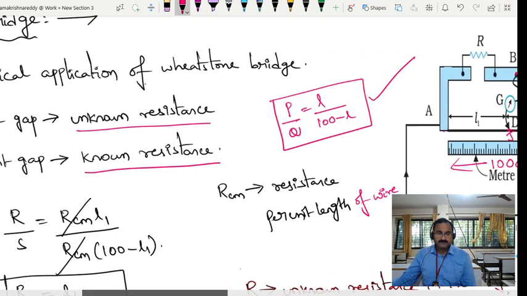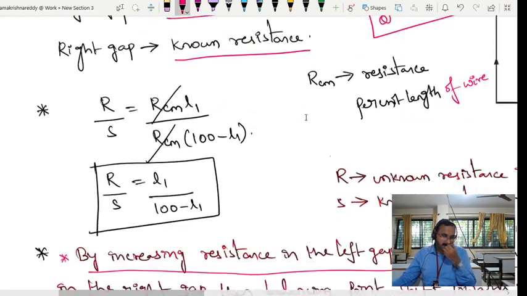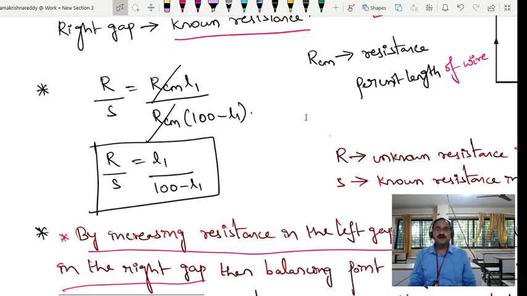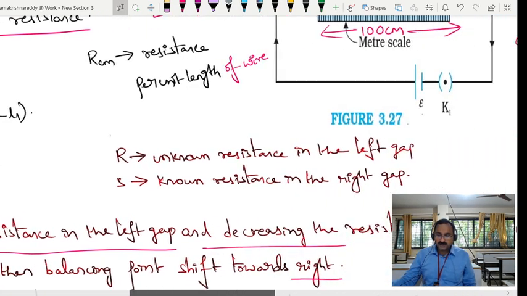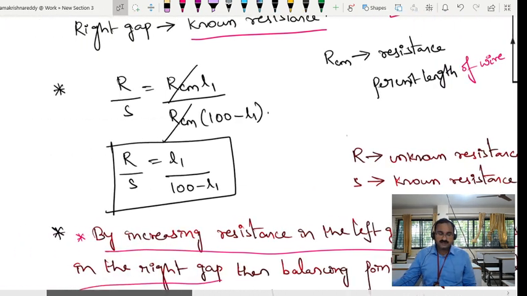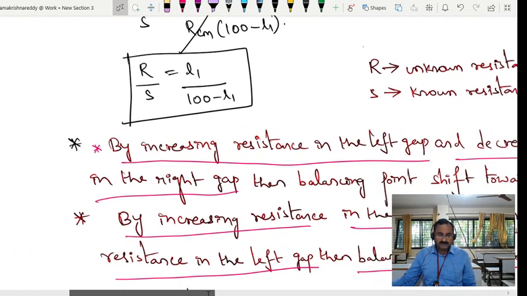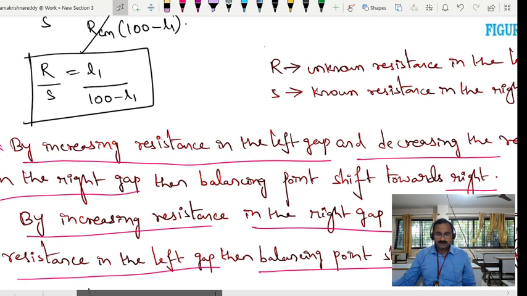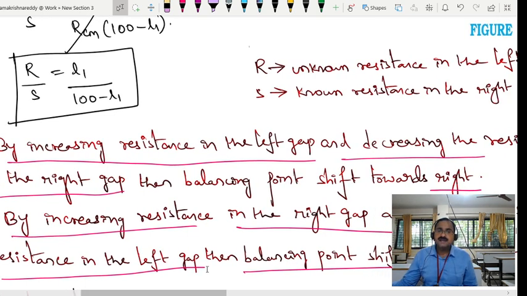Now see what we wrote clearly. From that, R by S is equal to RCM into L1 divided by RCM into 100 minus L1, and RCM cancels. Therefore R by S is equal to L1 divided by 100 minus L1. What is R? The unknown resistance in the left gap, and S is the known resistance in the right gap. That was already told to you: the unknown resistance is always connected in the left gap, and the known resistance in the right gap.